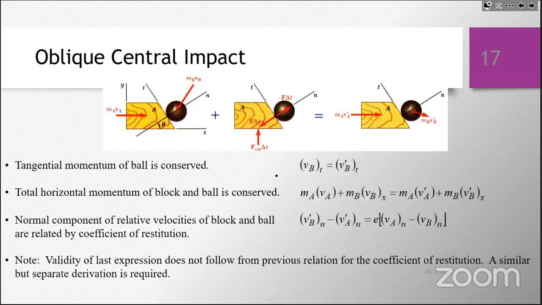So that's oblique central impacts. What's the takeaway for oblique central impacts? Basically, you can break this down however you want. Typically, we use normal and tangential because we know that in the tangential direction, momentum is conserved, and that's a big help for us. Also, we don't always need to use normal. We can break this down to x, but remember, that's just a trig substitution.